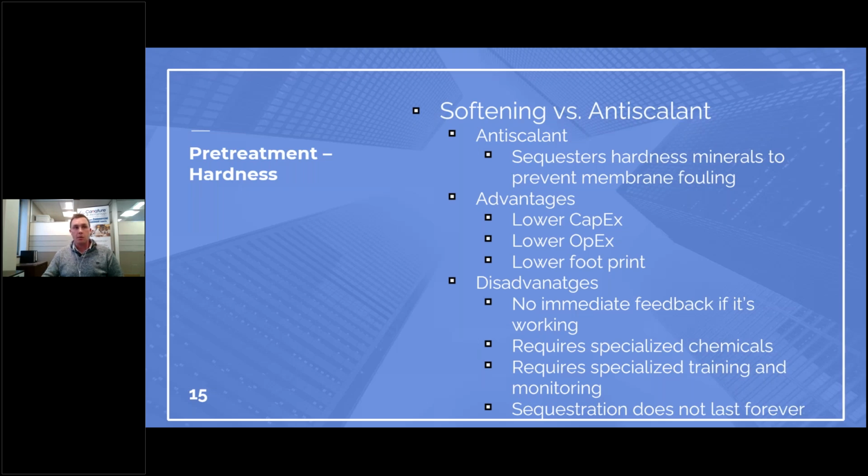It also requires specialized chemicals that may or may not be easy to get a hold of when compared to salt. And then you do want to make sure that whoever is working that is trained appropriately and is continuously monitoring this equipment. That goes for softeners too, but it's especially important on the anti-scalant. And the last bit is that sequestration of the hardness minerals doesn't last forever. So you've got to make sure that you're paying attention when you're selecting your RO system, as you may want to pick one unit over another.